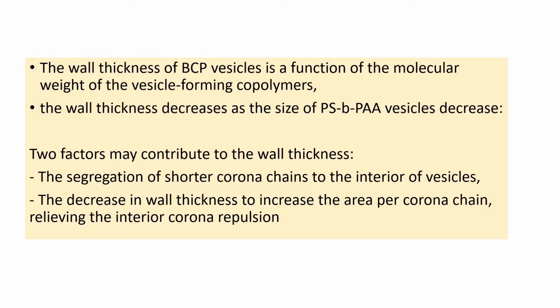The wall thickness of block copolymer vesicles is a function of the molecular weight of the vesicle-forming copolymers. The wall thickness decreases as the size of polystyrene-block-polyacrylic acid vesicles decreases. Two factors may contribute to the wall thickness: the segregation of shorter corona chains to the interior of the vesicle, and the decrease in wall thickness to increase the area per corona chain, relieving the interior corona repulsion.